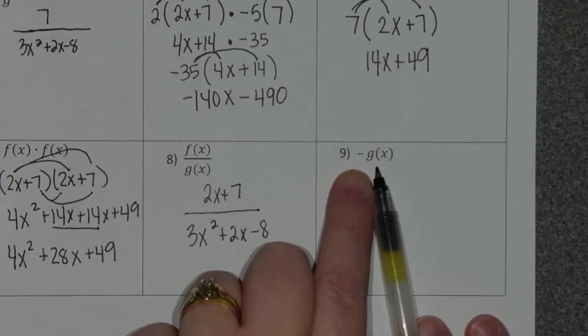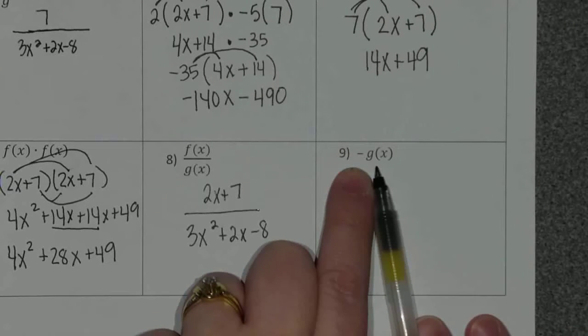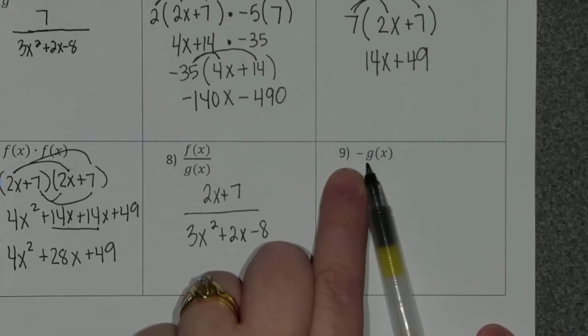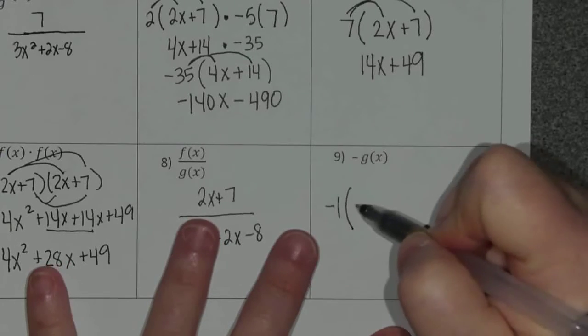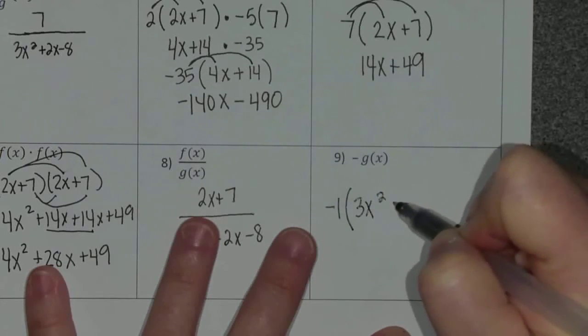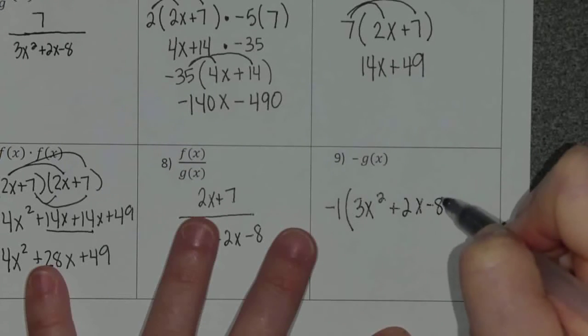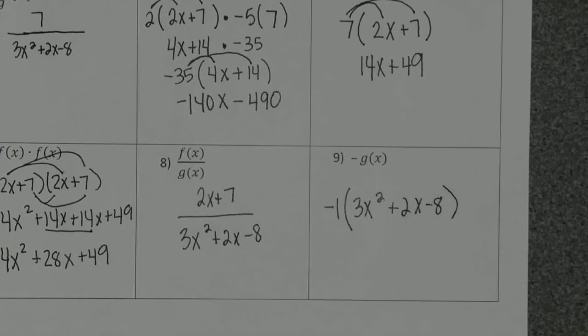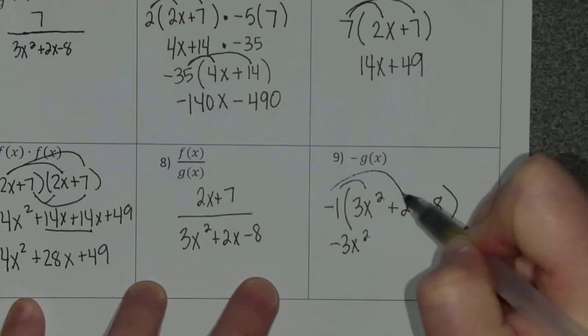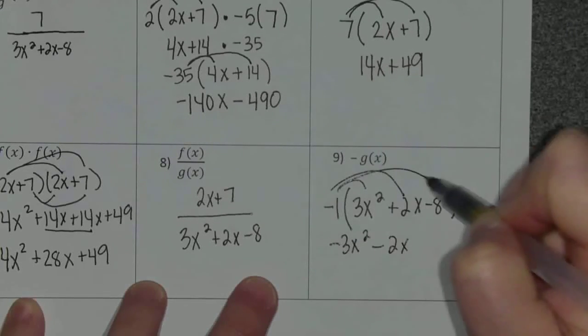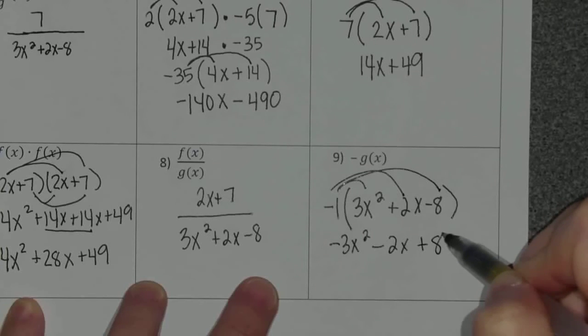So, all right, one last problem. What does number 9 ask me to do? Distribute what? A negative 1. Good. Through the g function. So I'm going to take a negative 1 through all of g. G is 3x squared plus 2x minus 8. And I really am just multiplying everything in that function by negative 1. And when I do that, what does it do to the signs? Just switches them, right? It changes them. Nice job. So this becomes a negative 3x squared. This becomes a negative 2x. And this becomes a plus 8.